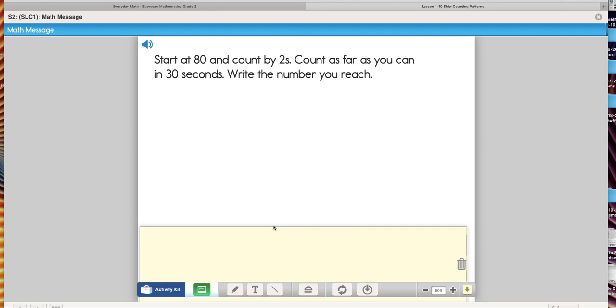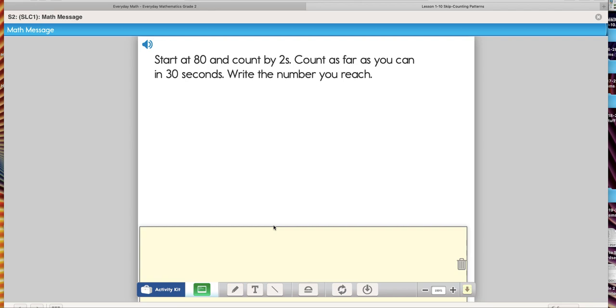So we're not starting at 0 or 2. You're going to start at 80 and count by 2s. So you're going to go like 80, 82, 84, 86, 88, 90. You're going to go as far as you can in 30 seconds. Oh, here comes Kinsley. Let me let Kinsley in. And then when the timer goes off, remember that last number that you counted. I want to see who got to go the farthest today, okay?